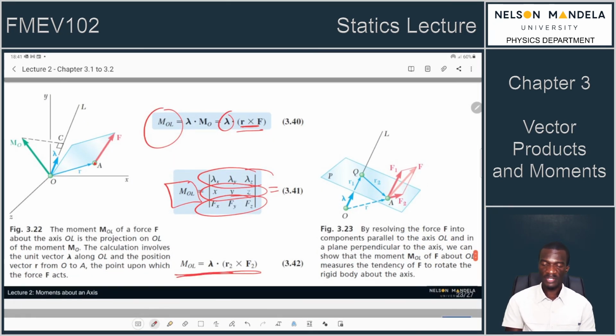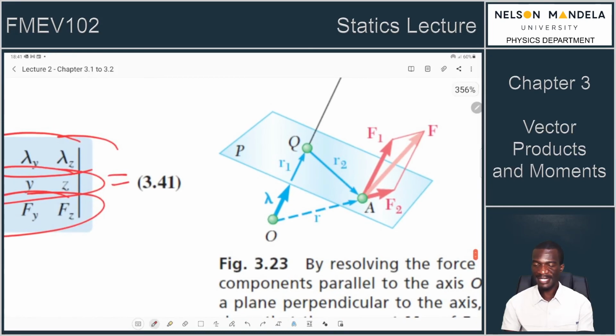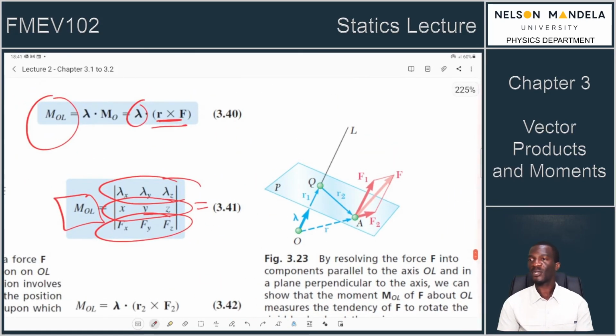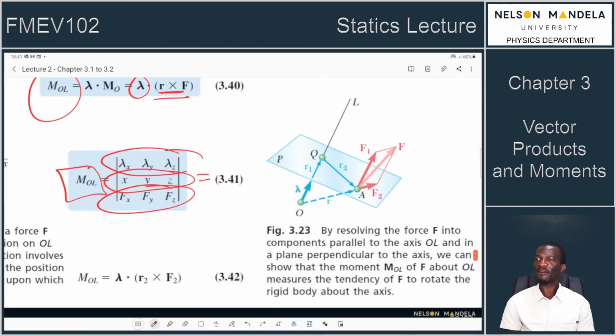So in other words, you can also easily find your M about OL by the vector R2 cross F2 if you are looking at this case, for example. So by resolving the force F into components parallel to the axis OL and in a plane perpendicular to the axis, you can show that the moment MOL of F about OL measures the tendency of F to rotate the rigid body about the axis. So the orientation is very important.